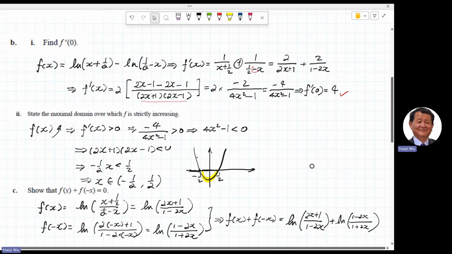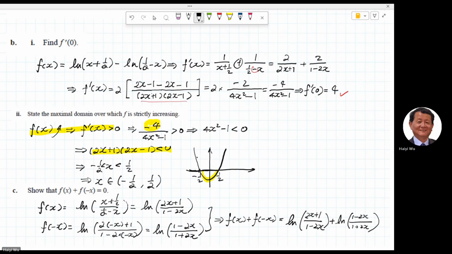Question B2, we want to find the maximum domain for which f is strictly increasing. We know when f(x) is increasing, the derivative function is positive. So we solve that. Because this is a negative, the denominator must be negative. So we solve the quadratic for negatives. So x has to be between -half and +half, but not including -half or +half. So that's an open circle. Now it must be less than 0, so it's between. So that's the domain.